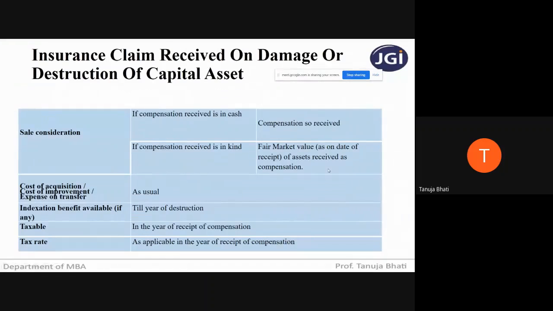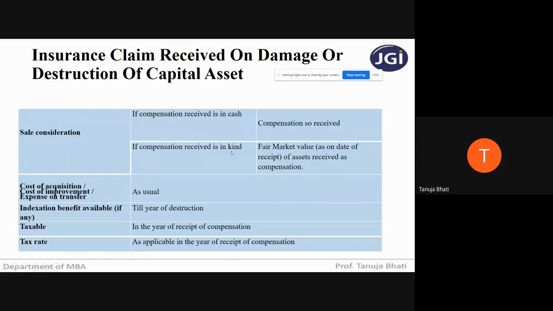Okay, so in the last class, we had already seen about insurance claim received. So this is just a quick revision of that. In case a problem arises where an assessee's asset is destroyed by different reasons that we have seen, then obviously the insurance company will give some compensation. So that also is treated as a transfer. And how do you compute capital gains in that case? Sales consideration, what are you supposed to take? If compensation is received in cash, then whatever you're receiving in cash will be your sales consideration.